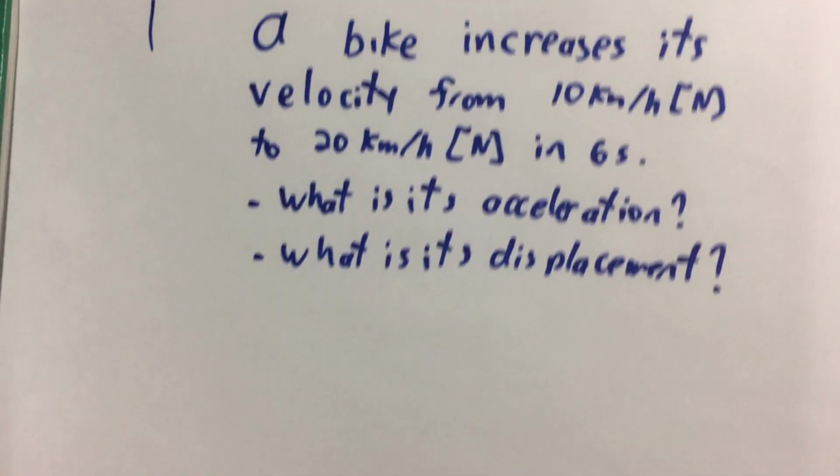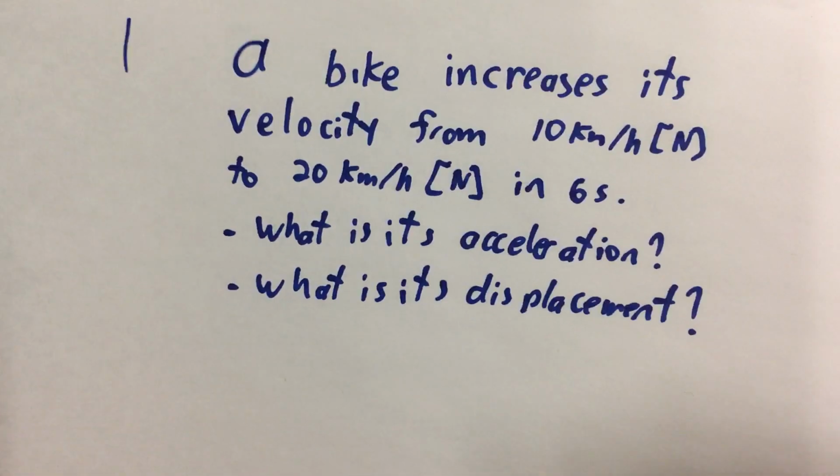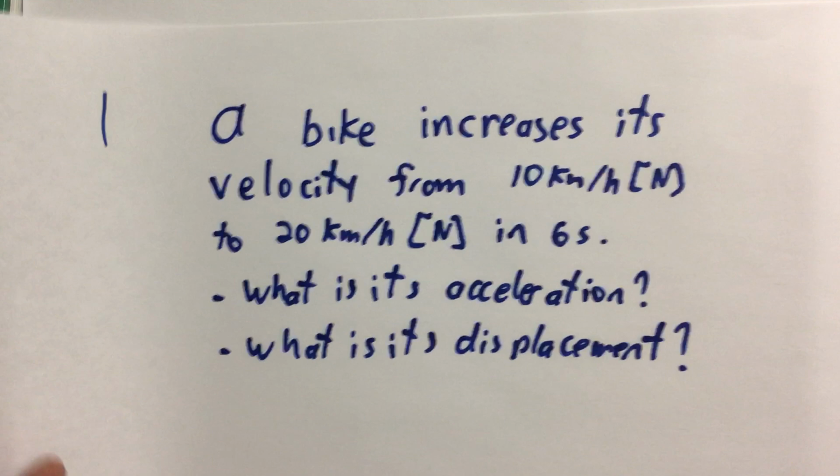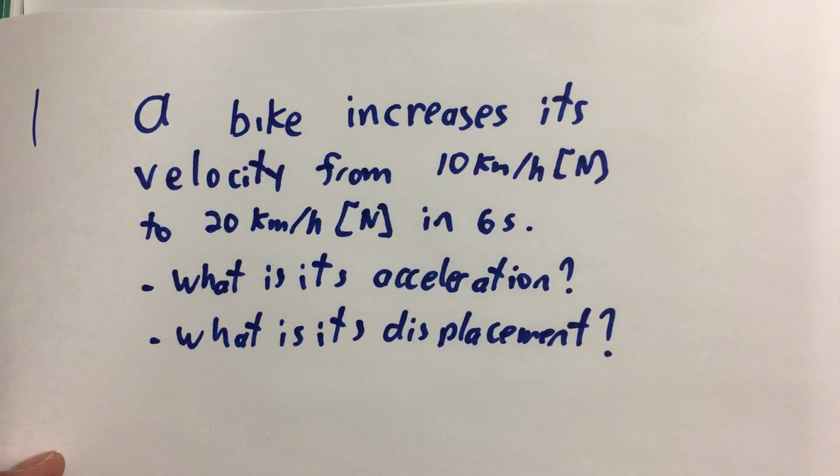So with each of these problems, I'm going to give you the question, and then our first step is going to be identify, label all of the information that we have. So you might want to press pause, try this yourself. A bike increases its velocity from 10 kilometers per hour north to 20 kilometers per hour north in 6 seconds. What is its acceleration and what is its displacement? And that's during that time. What is its displacement during those 6 seconds?